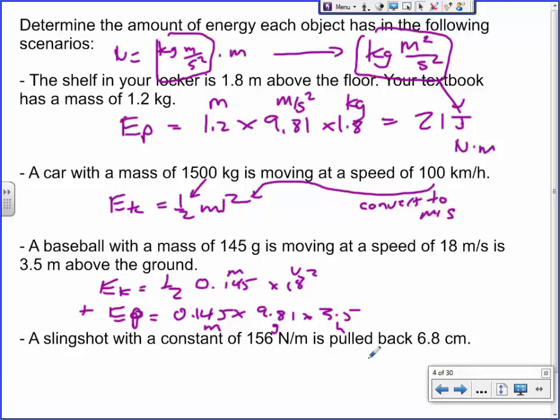That makes sense? Okay, so again, you can probably use your calculator to solve that. I'll move on. Here's our last one.